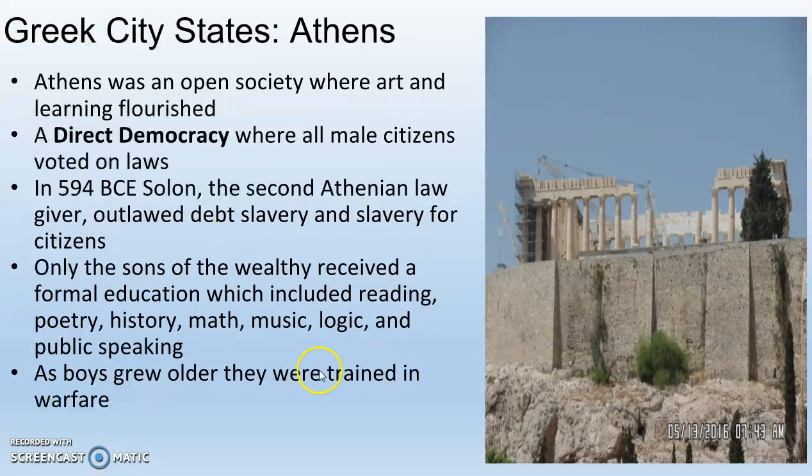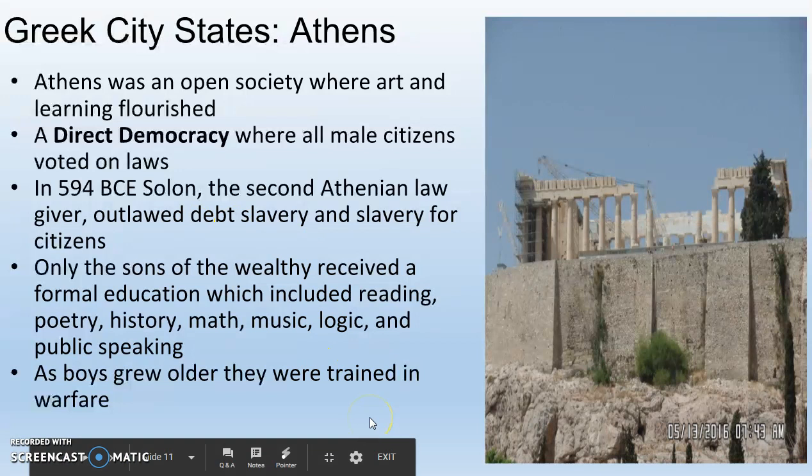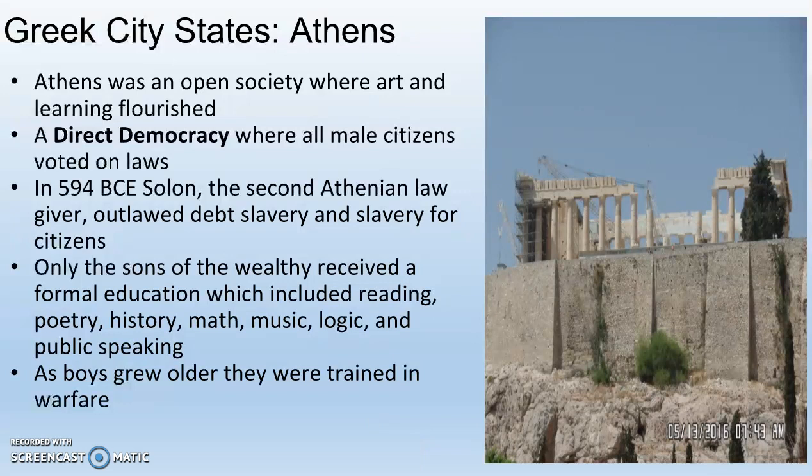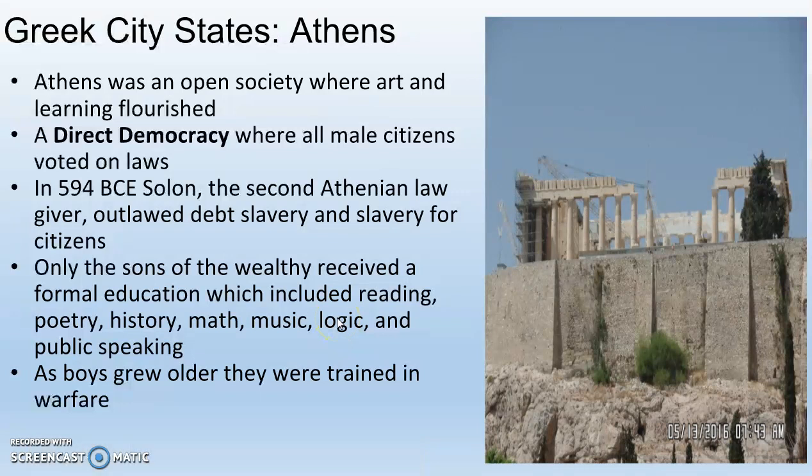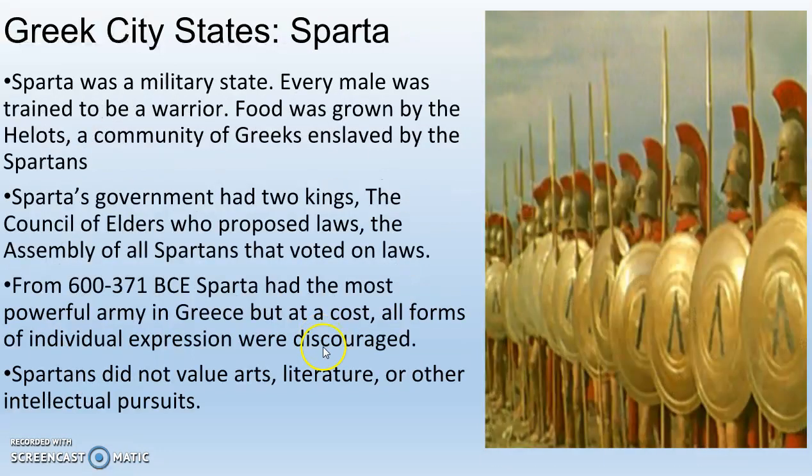On the other hand, in terms of education, only the sons of the wealthy received formal education. That education was based on reading, poetry, history, math, music, logic, and public speaking. Very similar to the education you're receiving. Why are your four core classes English, math, science, and social studies? Because they were some of the Greek core thousands of years ago. Generally, as boys grew older, they were trained in warfare, but that was not their primary job. Their primary job was making money or being part of the family business.